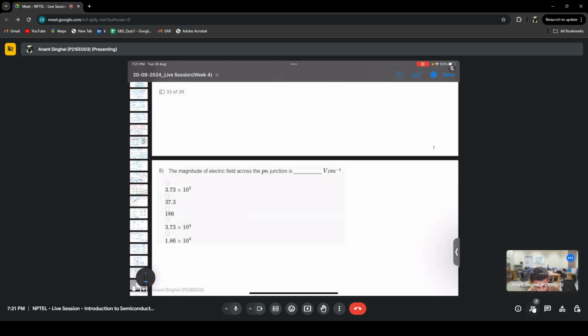The next part of the same question is to find the magnitude of the electric field across the PN junction. Again, we know that the maximum electric field is QNd Xn by epsilon, or QNa Xp by epsilon. This will give you the maximum field. You have all the values, so you can use either.